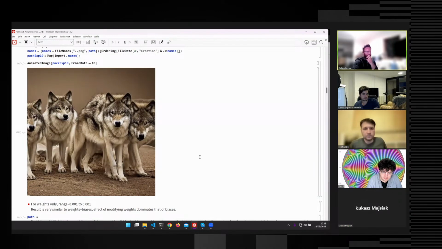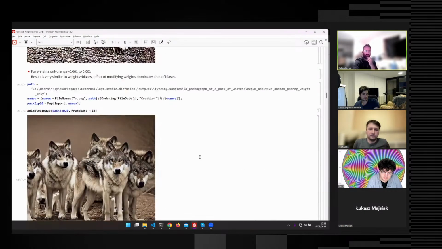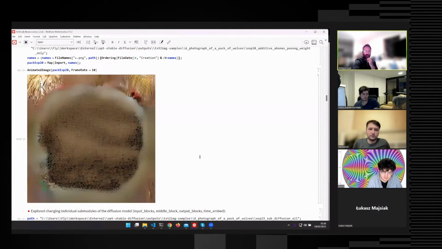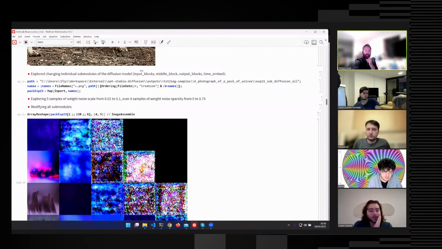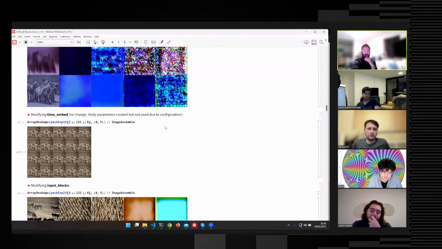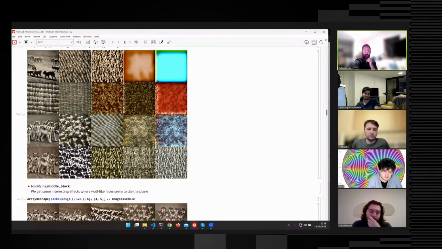I have a lot of cool results below when I start getting more surgical. So the diffusion model has these submodules: input blocks, middle block, output blocks, and time embed or something. I wanted to analyze those individually, and you get these interesting patterns.